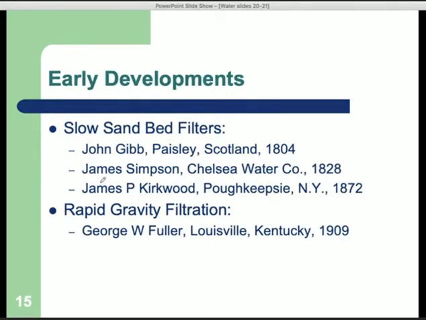Anyway, sticking now firmly on the side of treatment plants, the very early developments for water treatment plants go back, as you can see there, quite some time, over 200 years ago. And there's two main types of plants. So the very early ones were these things, slow sand filters.